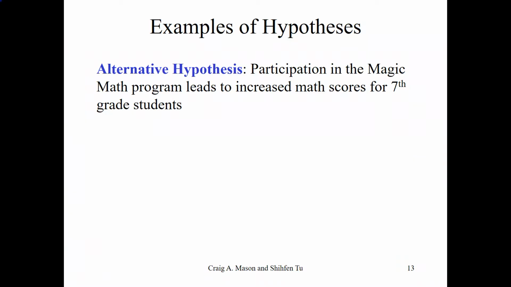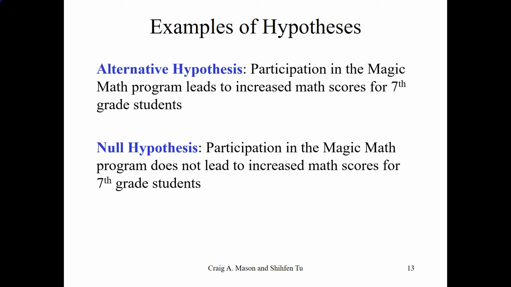Let's say that I want to test the effect of an intervention, magic math, on student learning because I think it will lead to higher math performance in 7th grade students. For that study, my alternative hypothesis would be participation in the magic math program leads to increased math scores for 7th grade students. What would my null hypothesis be? Maybe participation in the magic math program does not lead to increased math scores for 7th grade students.